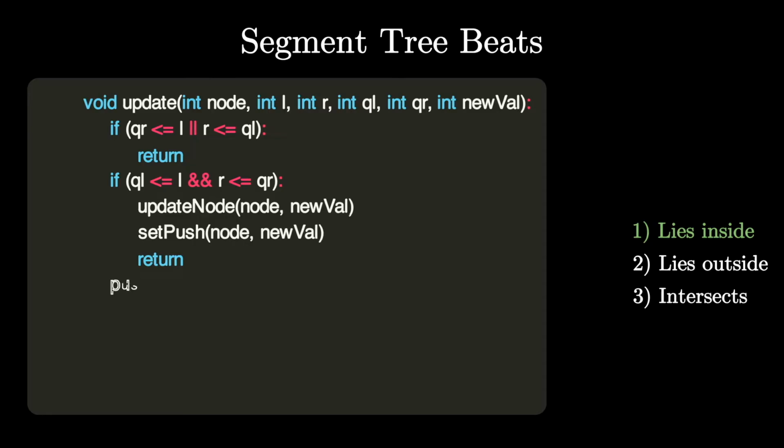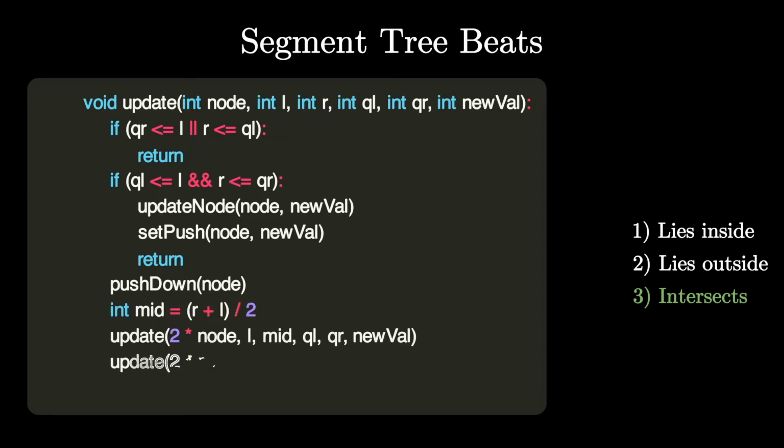And in the third case, if the segment of the current vertex intersects the query segment, but doesn't lie strictly inside it, we simply run recursive updates for the children of this vertex, making a push in advance. The children will correctly recalculate their values after the recursive call, and we only need to recalculate the value at the current vertex based on the values in the children. The get operation works in a similar way, but instead of changing values, we get the values.